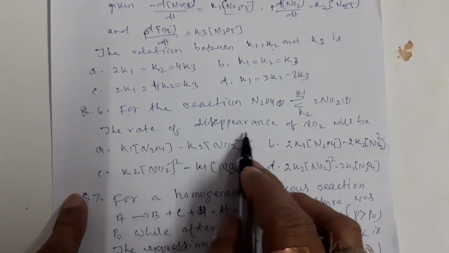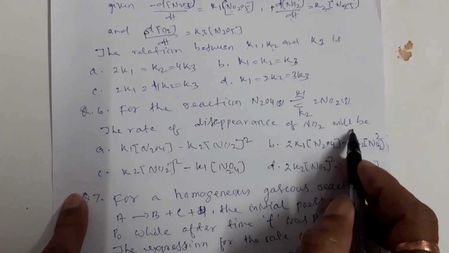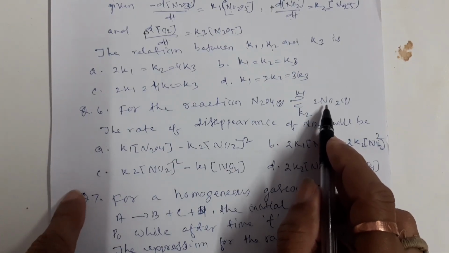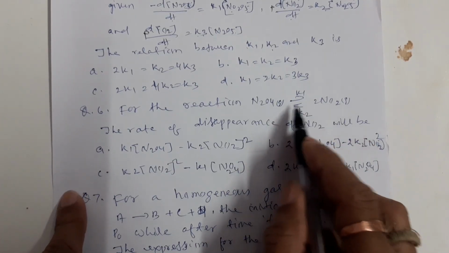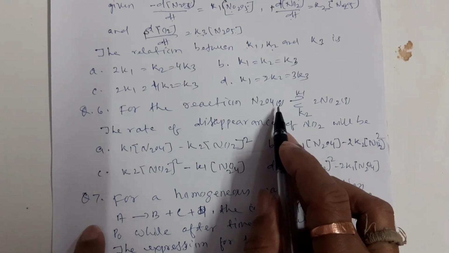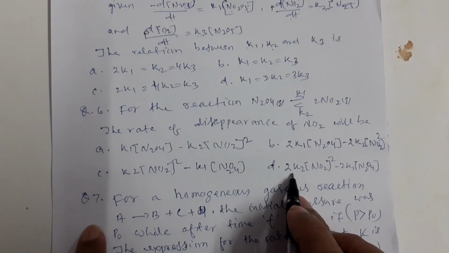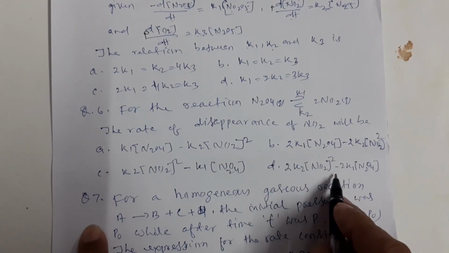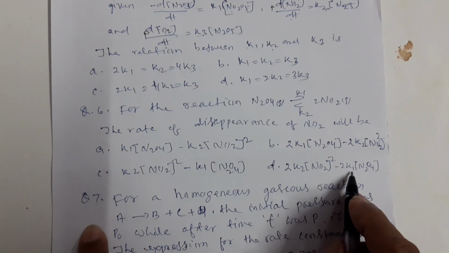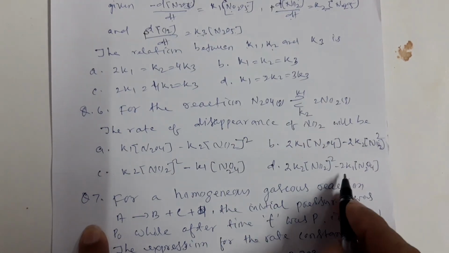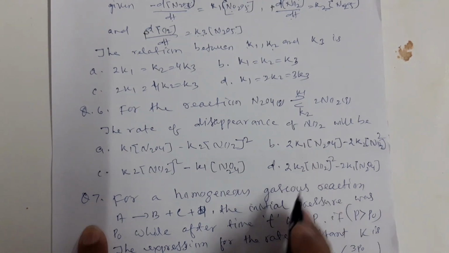Next, for the reaction N2O4 giving 2NO2, this is the forward reaction, this is the backward reaction. The rate of disappearance of NO2 will be what? The rate of disappearance means you take this as the forward reaction. So when you elaborate, you will get 2K2[NO2]² minus 2K1[N2O4]. This is the disappearance.